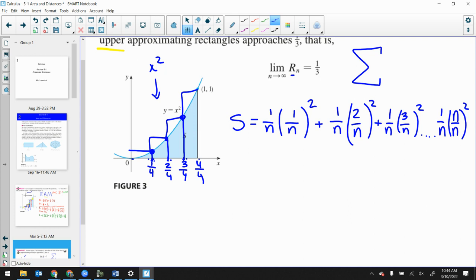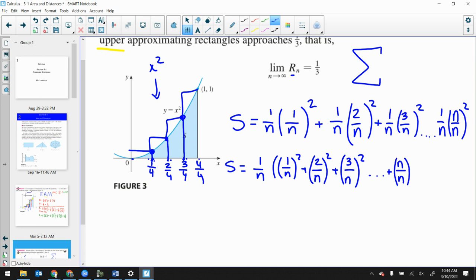Well, if I really was looking at this, what's common out of all of this? What's multiplied out of every sum? 1 over n, right? So it's got a common factor of 1 over n. So S is really going to be equal to 1 over n times the sum of all of these little pieces in here. 1 over n squared plus 2 over n squared plus 3 over n squared plus n over n squared.